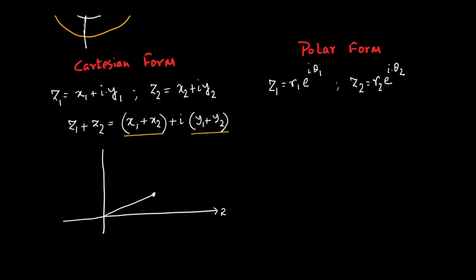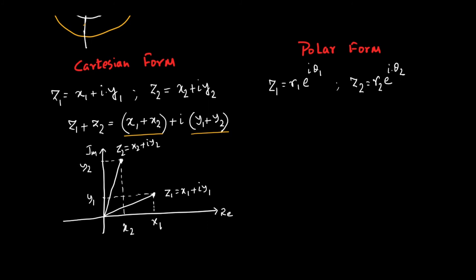Say this is the real axis, this is the imaginary axis, this is my z1 equals x1 plus iy1. That means this length is my x1, and maybe this length is my y1. Further, let us consider this as my z2 equals x2 plus iy2. So this length is my x2 and this length is my y2.